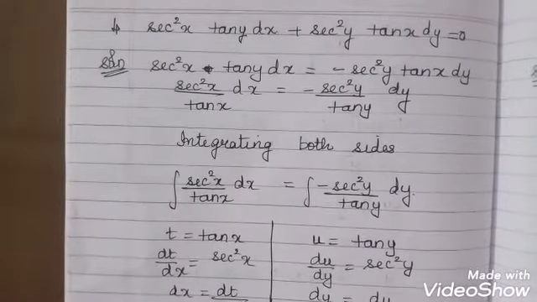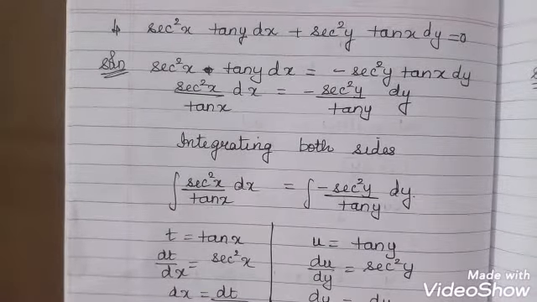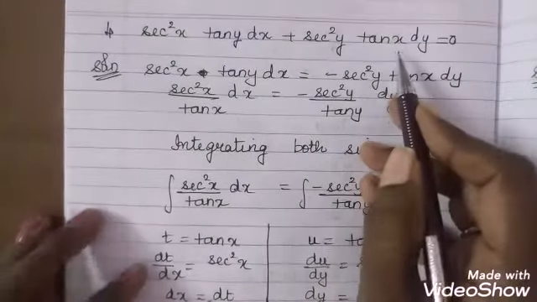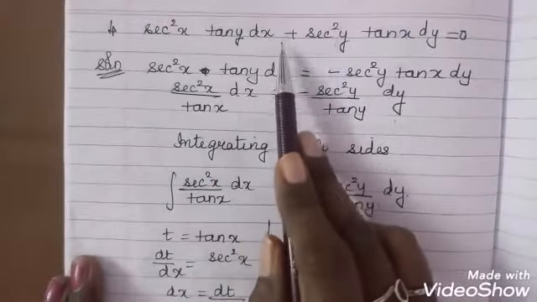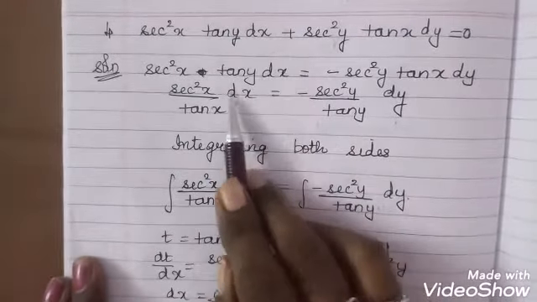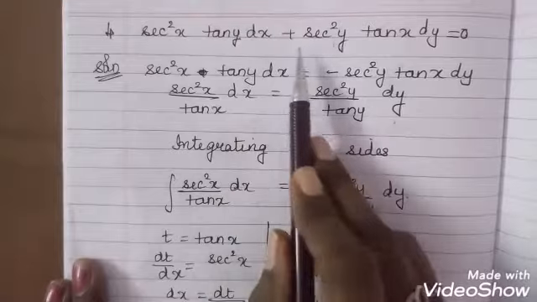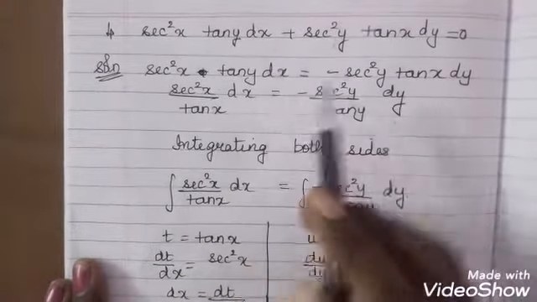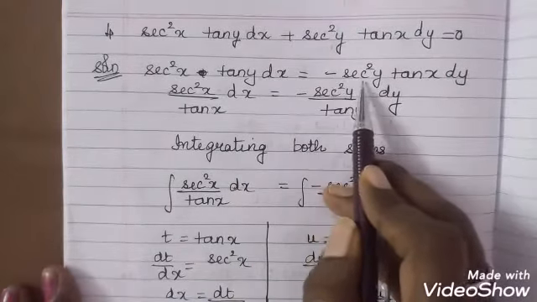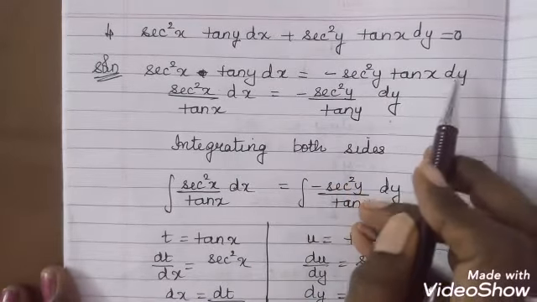So what's the fourth one you get here? Integral of secant square tan y dx plus secant square tan x dy is equal to 0. So here again it involves the variables x and y. So as I told you earlier, we'll just segregate it. So first I'll just take it to the right hand side. So you can write it as secant square tan y dx is equal to minus secant squared y tan x. This is what you have here.